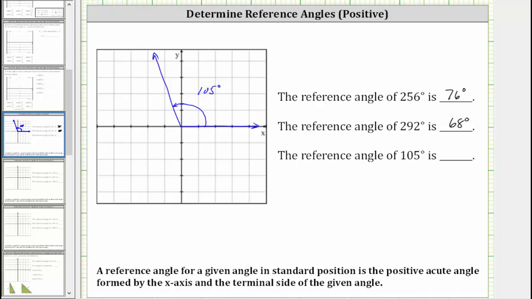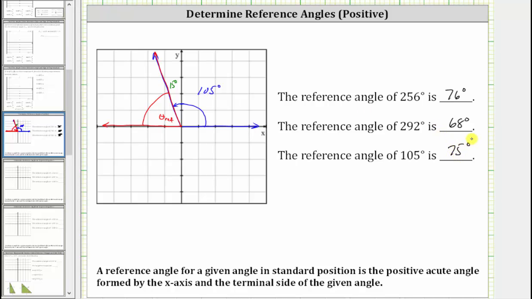Again, if we recognize the angle between the positive y-axis and the terminal side is 15 degrees, this will help us determine the measure of the reference angle. The reference angle is the acute angle formed by the terminal side, this side here, and in this case the negative x-axis. So this is the reference angle. And again, if we recognize that there's a right angle between the positive y-axis and the negative x-axis, if this is 15 degrees, the reference angle must be 90 minus 15, or 75 degrees.